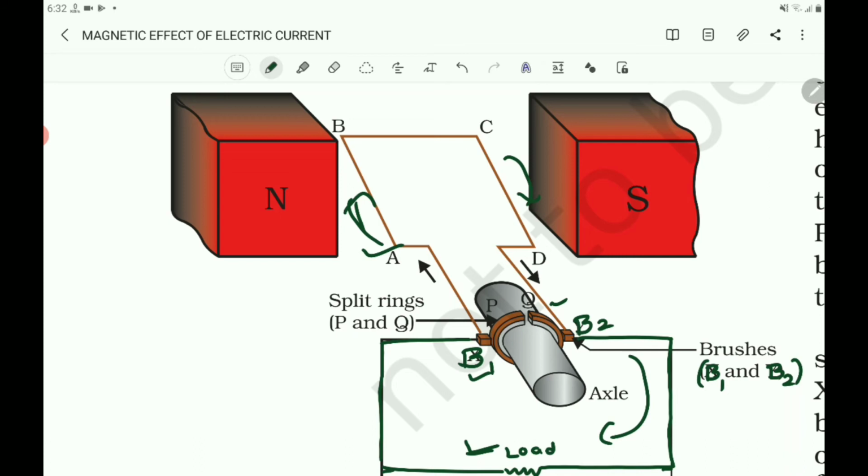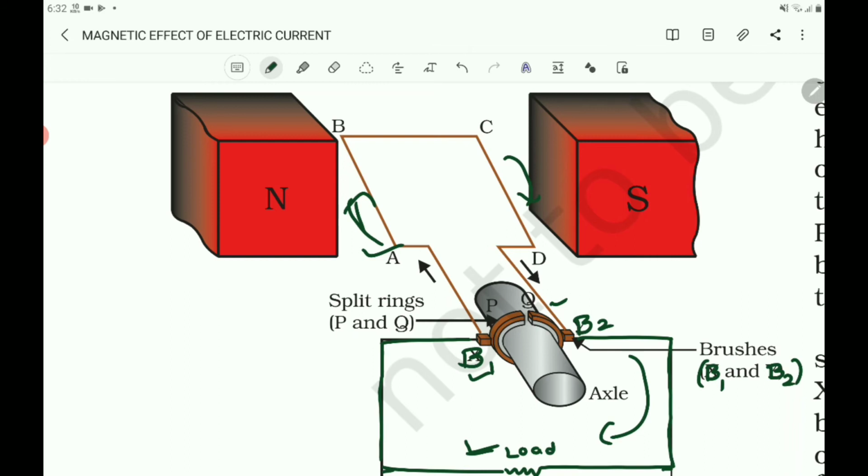As the coil crosses its vertical position, suddenly the connection changes. The connection of the split rings with the brushes changes. P comes into contact with B2 and Q comes in contact with B1.